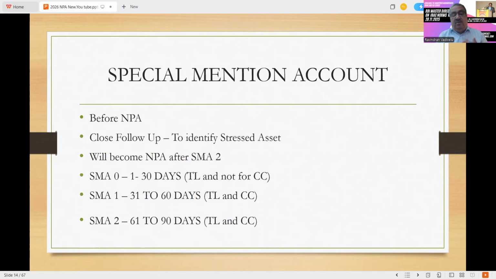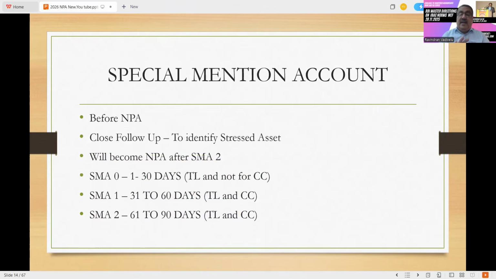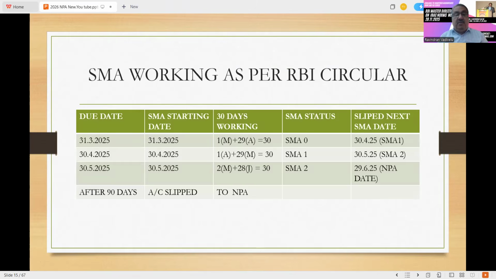Here you have to see SMA 0, SMA 1, SMA 2. The first 30 days from the due date is called SMA 0. And SMA 0 applies only to term loans and not to CC. SMA 1, that is 31 to 60 days, applies to term loans and CC. SMA 2, 61 to 90 days, also applies to term loans and CC. This is called special mention. Before an account becomes NPA, this special mention concept comes into the picture as per the RBI directions.